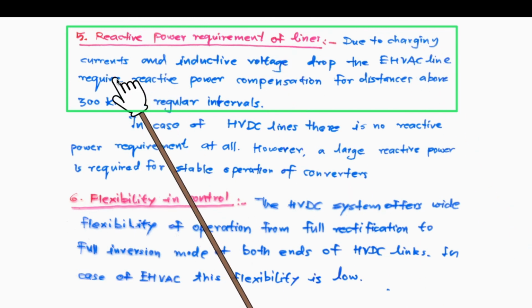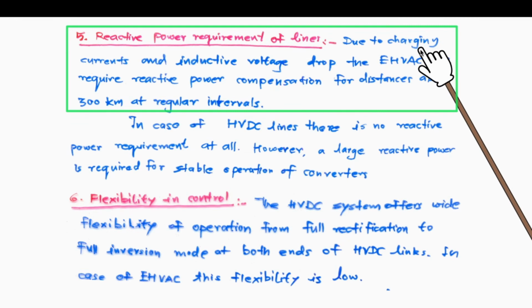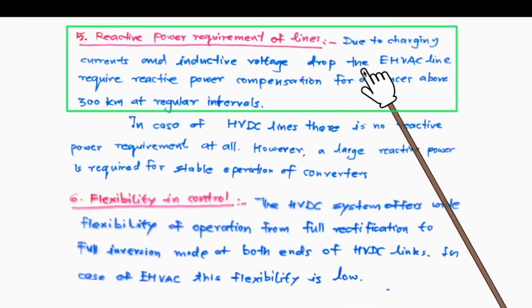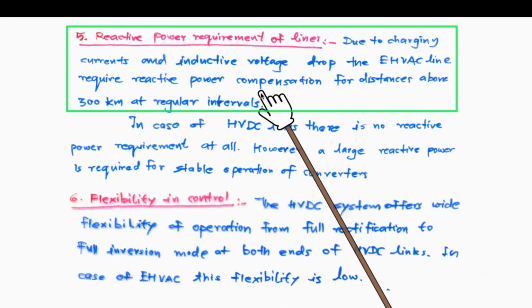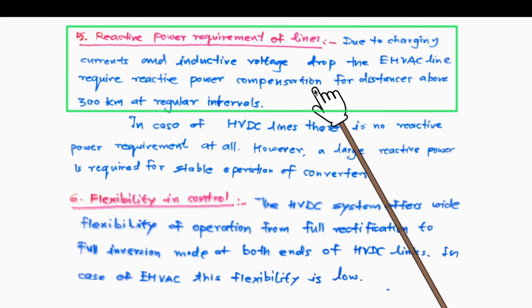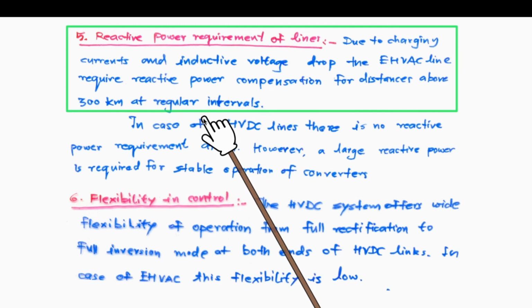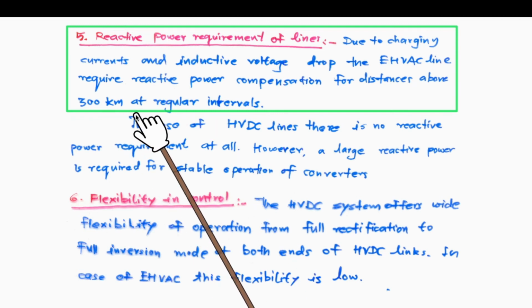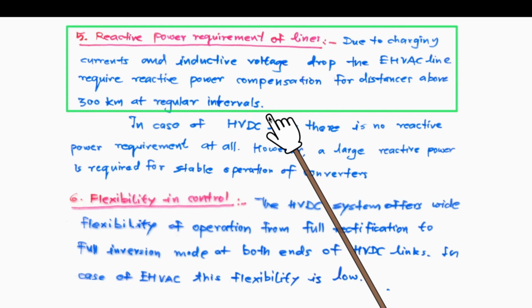Because of the line inductance and line capacitance, there is a charging current, and also the inductive voltage drop required for EHVAC stable operation. It draws reactive power and requires reactive power compensation at regular intervals of 300 kilometers. With the development in transmission technology, this distance is gradually increasing.